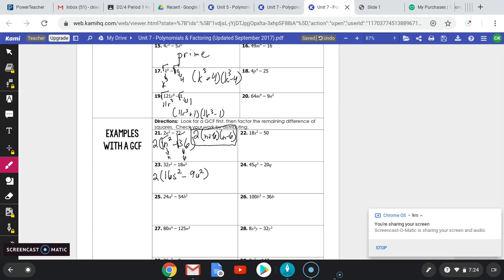Yep, this is a difference of squares again because there's a minus sign, and I can take the square root of both terms. The square root of 16s squared is 4s. Square root of 9u squared is 3u. So my final answer, and I'll write it to the side here, would be 2, 4s plus 3u, 4s minus 3u.